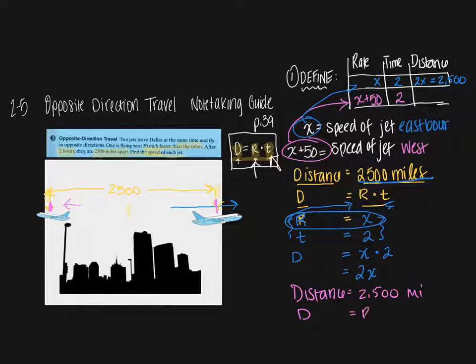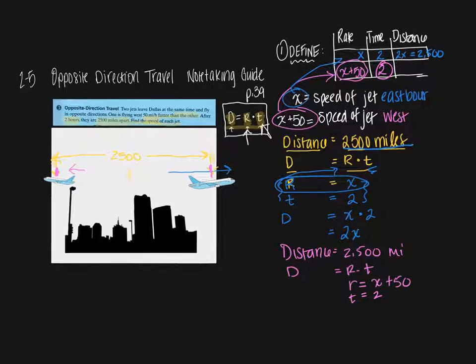D still equals r times t, and I know that my r equals x plus 50, and I know that my t equals, from my chart above, 2. So I'm going to plug this back into my equation, and I'm going to end up getting d equals x plus 50 times 2. Where did I get that? Well, x plus 50 is r, so I just plug x plus 50 in for r, and I plug 2 in for t, and I got x plus 50 times 2.